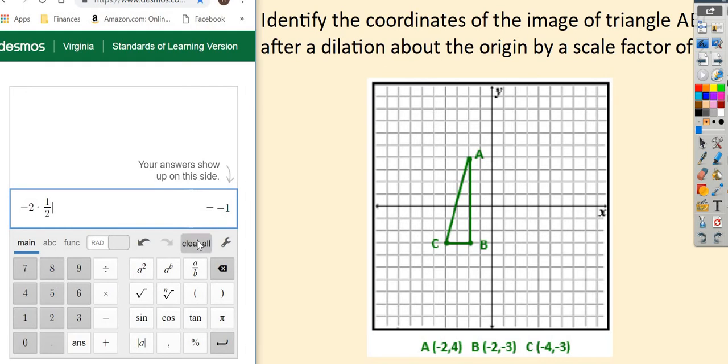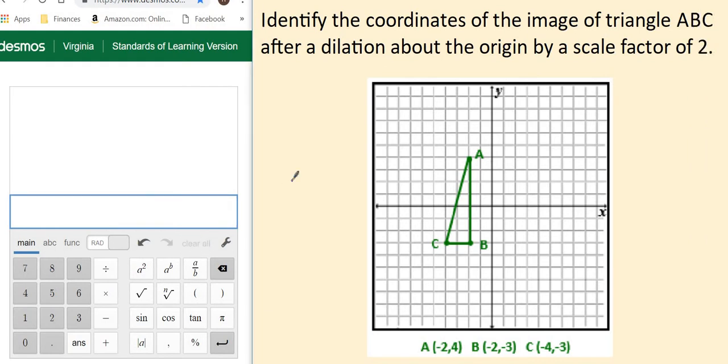So now I'm going to look at this next one. It says identify the coordinates of the image of triangle ABC after a dilation about the origin with a scale factor of 2. Again, dilation means I'm multiplying by 2. And it wants all of the coordinates. So I'm going to look down here at the bottom of the screen where I have all of the coordinates. And I'm going to draw coordinates above it for the new positions. This will be C prime, B prime, and A prime. And all I have to do is multiply each one by 2.